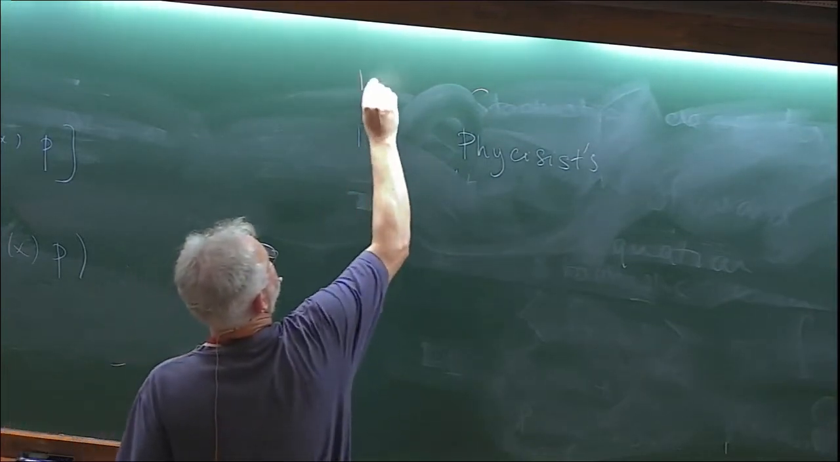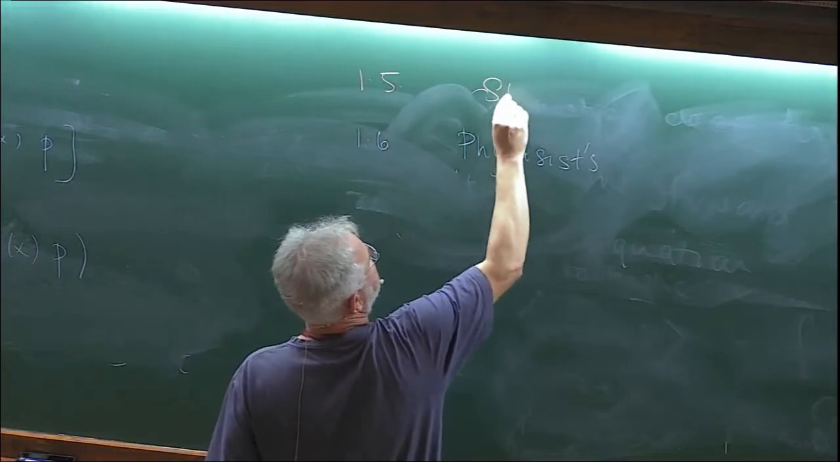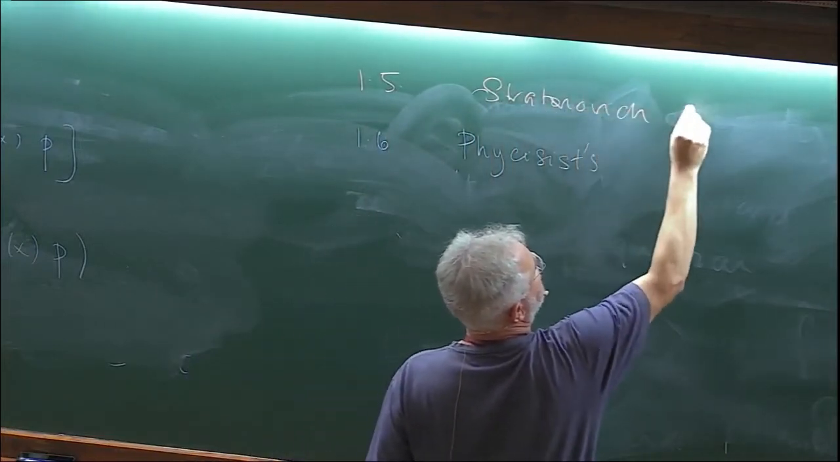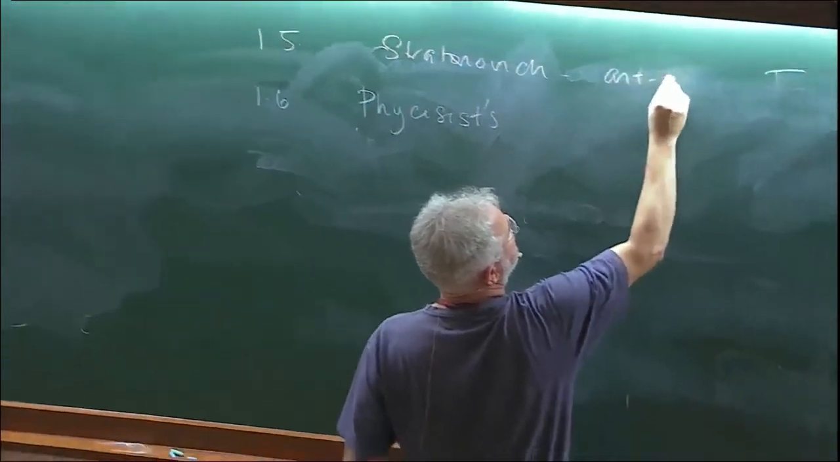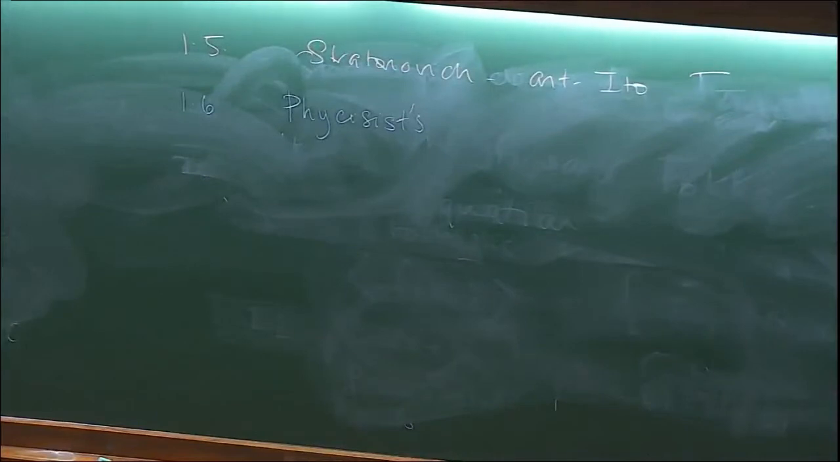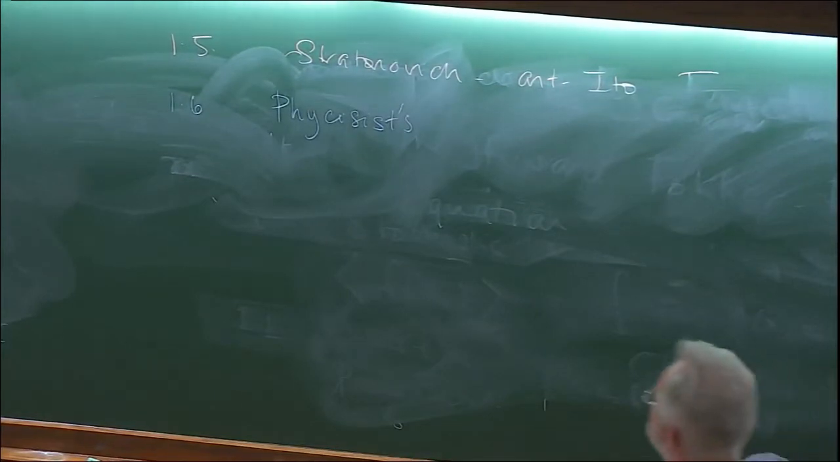1.5 was a brief word on stochastic calculus. Okay, 1.5, Stratonovich, anti-Ito, and sort of the whole continuous family of these. Okay, so 1.5 is well spotted, man. Okay, so let's have a look at physicist's Brownian motion.